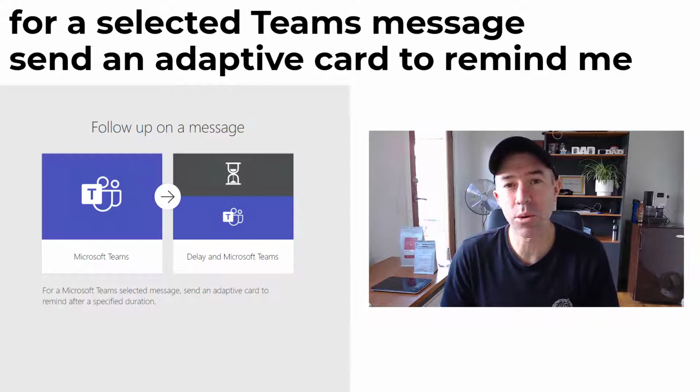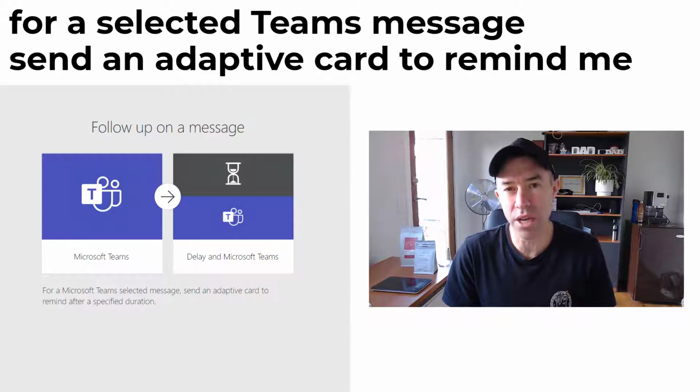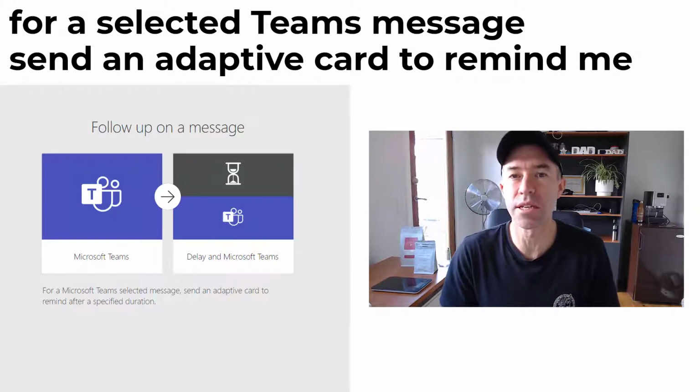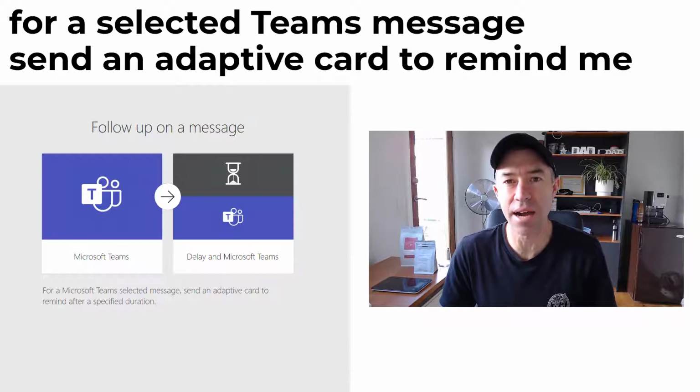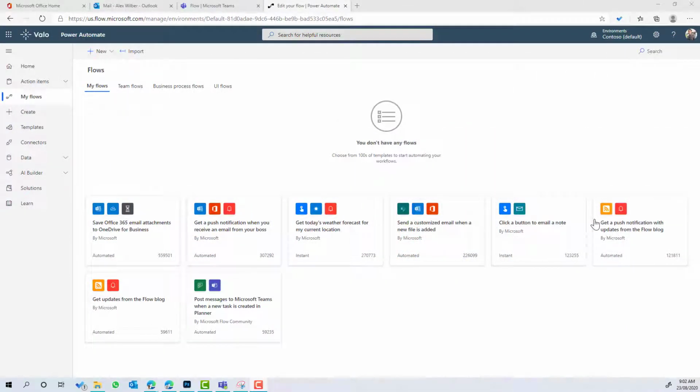What that's going to allow us to do is select a particular message in Teams and trigger a flow that's going to remind us to follow up on that message after a given period of time. All right, so let's jump in and have a look at what we're talking about, and we're just going to go through and set this up.